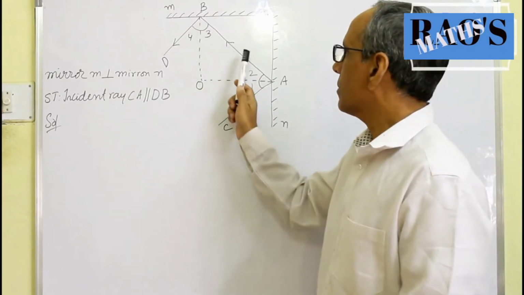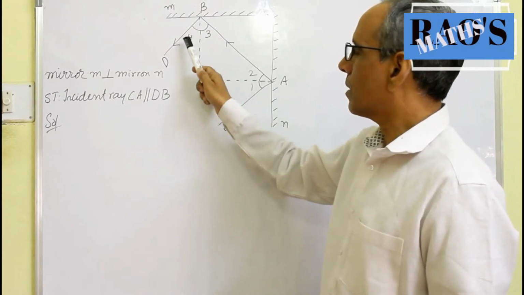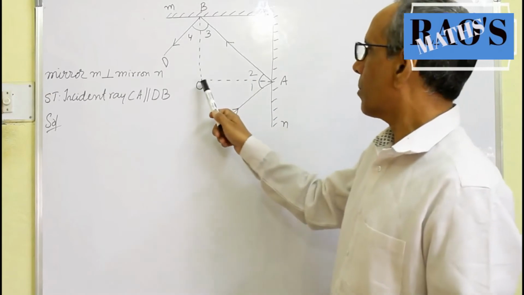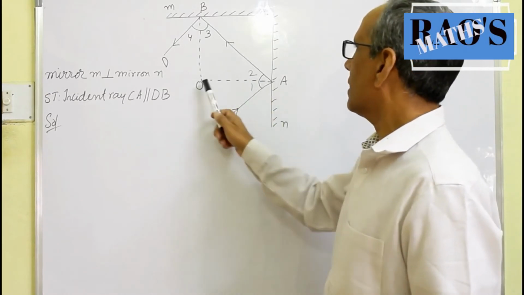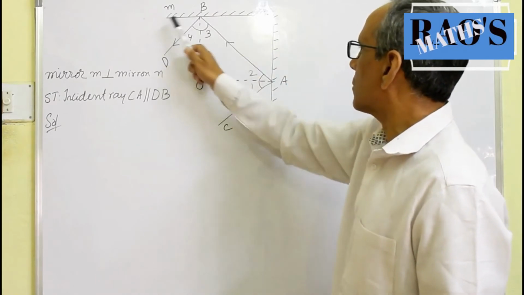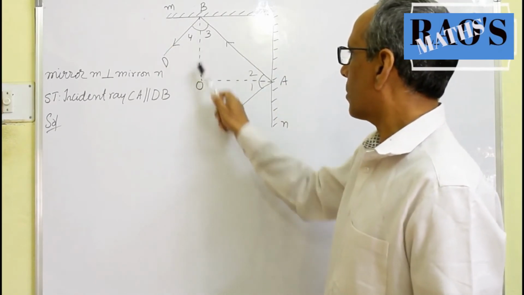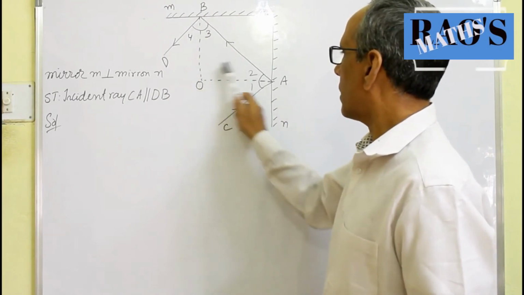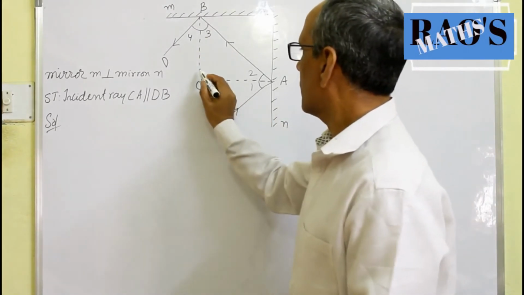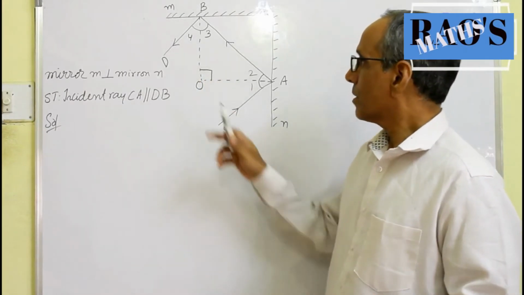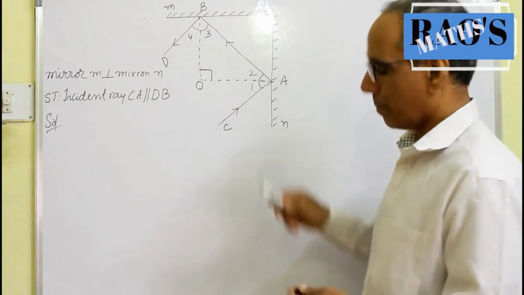And here also the angle of incidence equals the angle of reflection. So 3 is equal to 4. And this is the normal drawn on mirror N and M. These are perpendicular to N and also M. So these two are perpendicular. So angle BOA I also mark here as 90 degrees. This is the basic knowledge you must have to solve this.